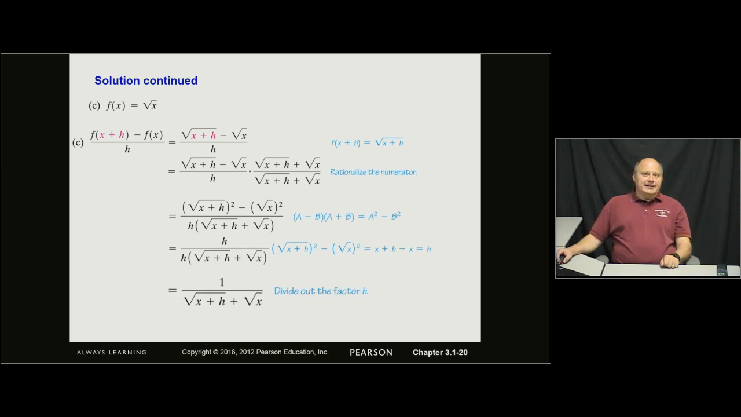So the h's cancel, and that becomes 1 over the square root of x plus h plus the square root of x. And see, for some people, that just doesn't look right. Have we got rid of the h that we said we need to get rid of? Yes, we did. Then that's got to be it. As ugly as it is, that's what it is.